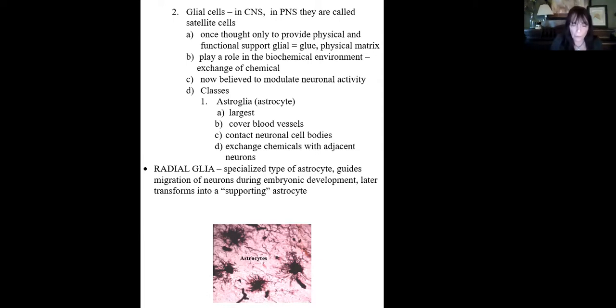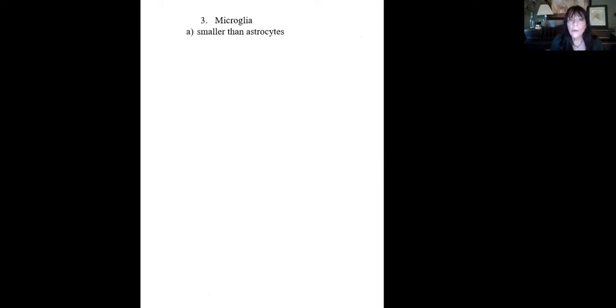Radial glia, among my favorite. So here comes microglia. Microglia, if you must. Right away you see micro, that should tell you immediately that they're smaller than the astrocytes or astroglia.